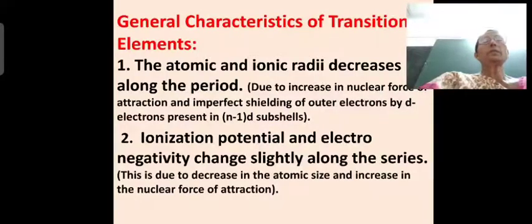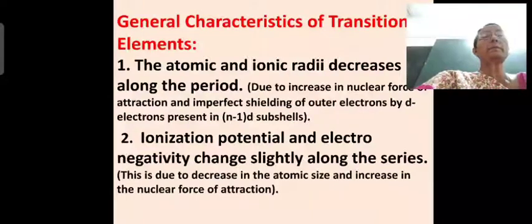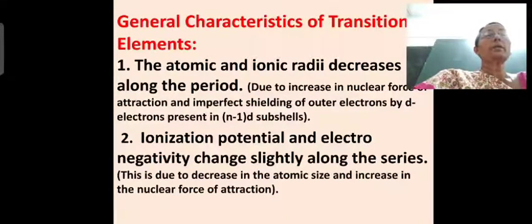Now coming to the next slide, general characteristics of transition elements. So we are going to see in this slide what the general characteristics of transition elements are. The first characteristic is that the atomic and ionic radii decrease along the period. This you might have learnt in your PU classes. Atomic radii decrease, which means ionic radii also decrease when you move from left to right in the periodic table.